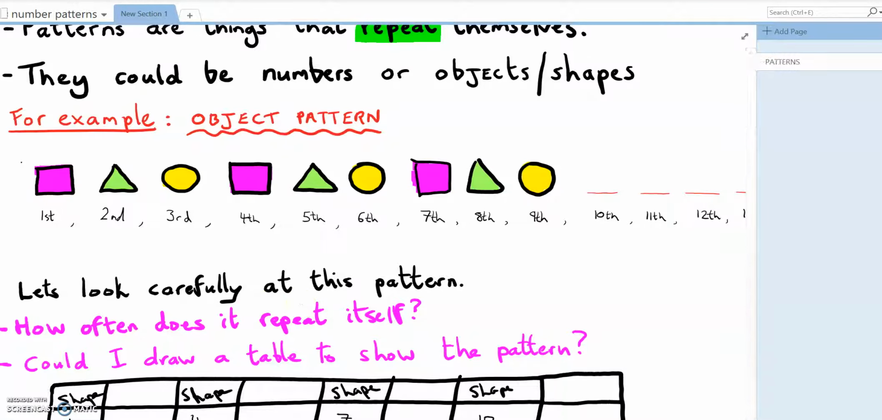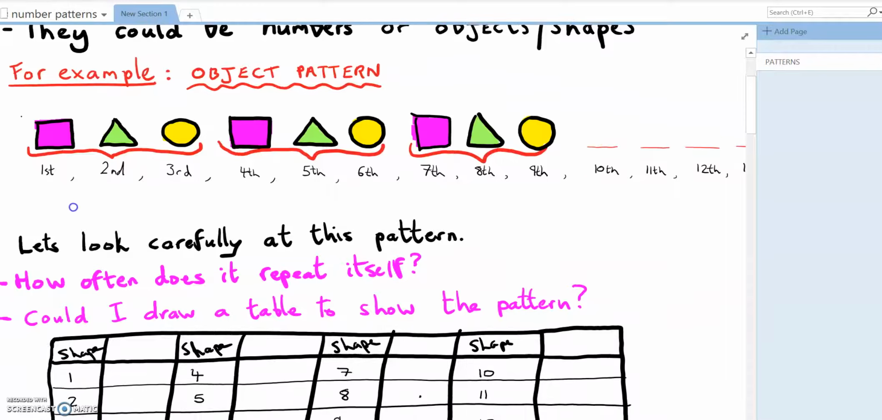Well, if you look carefully, you see that every 3 boxes, that pattern is repeating itself. So it starts off with a box, then a triangle, then a circle, and then it goes back and repeats that. Box, triangle, circle. Box, triangle, circle. So knowing that, I could actually predict the next few shapes, couldn't I? Just by looking at that. What's the next one going to be? Yeah, it's going to be a purple box.